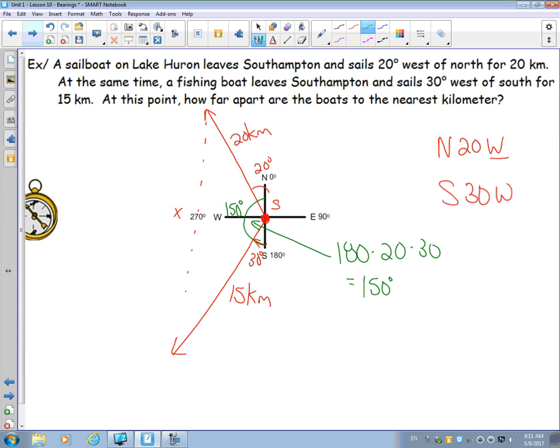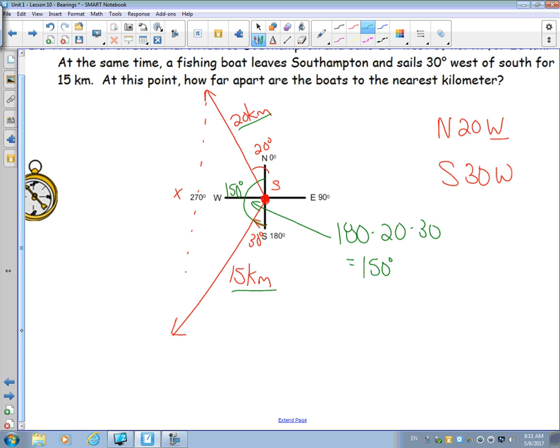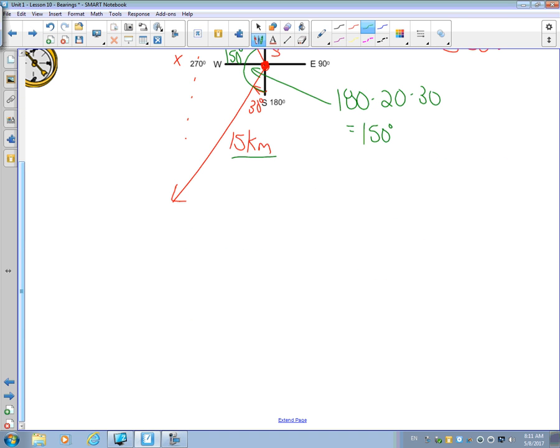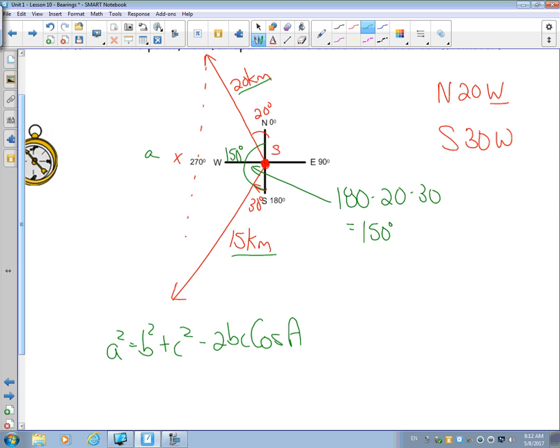Now I have an angle and two sides. Well, that's the cosine law question. And generally, most trig questions are cosine law questions. And just a reminder, cosine law where the big A's are the things that matter. In this case, little a and big A.